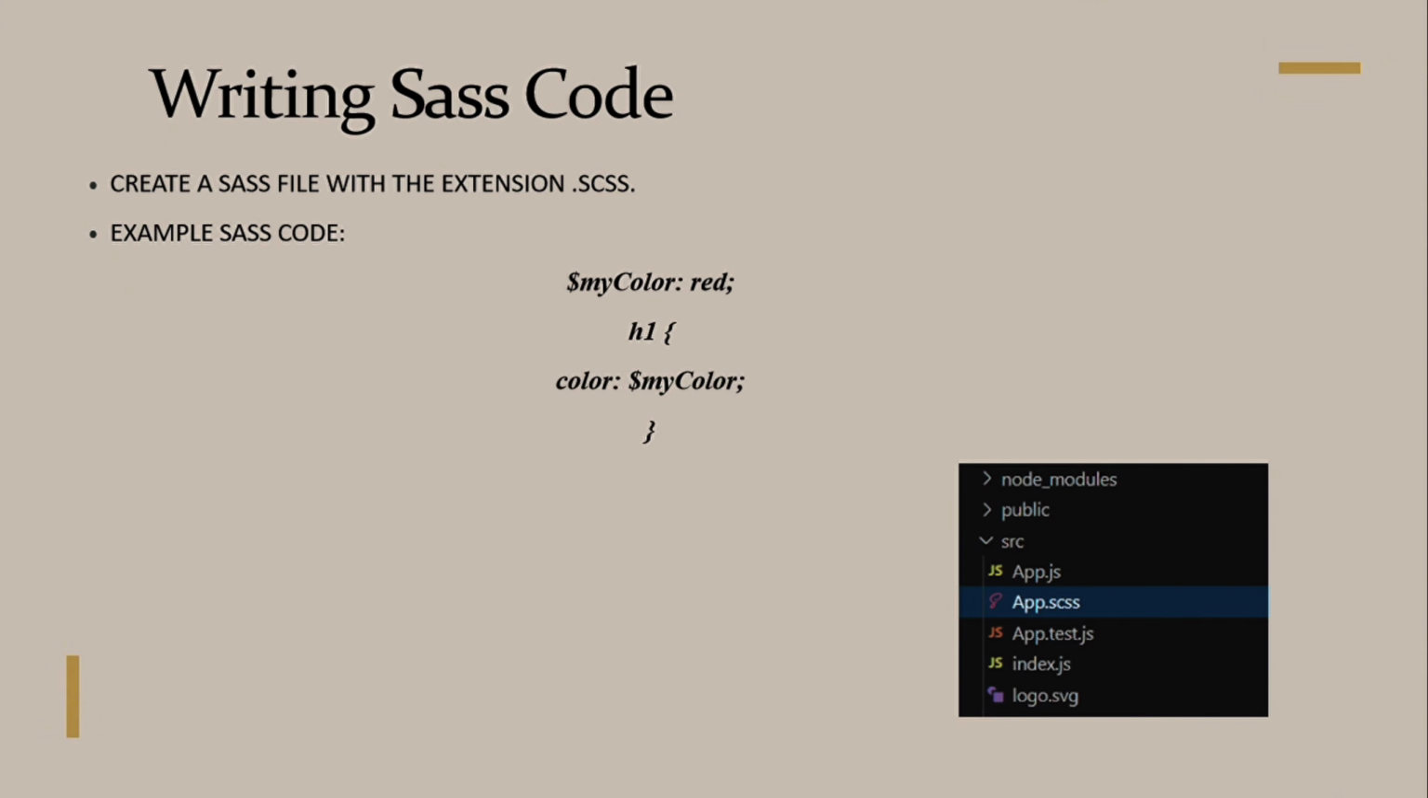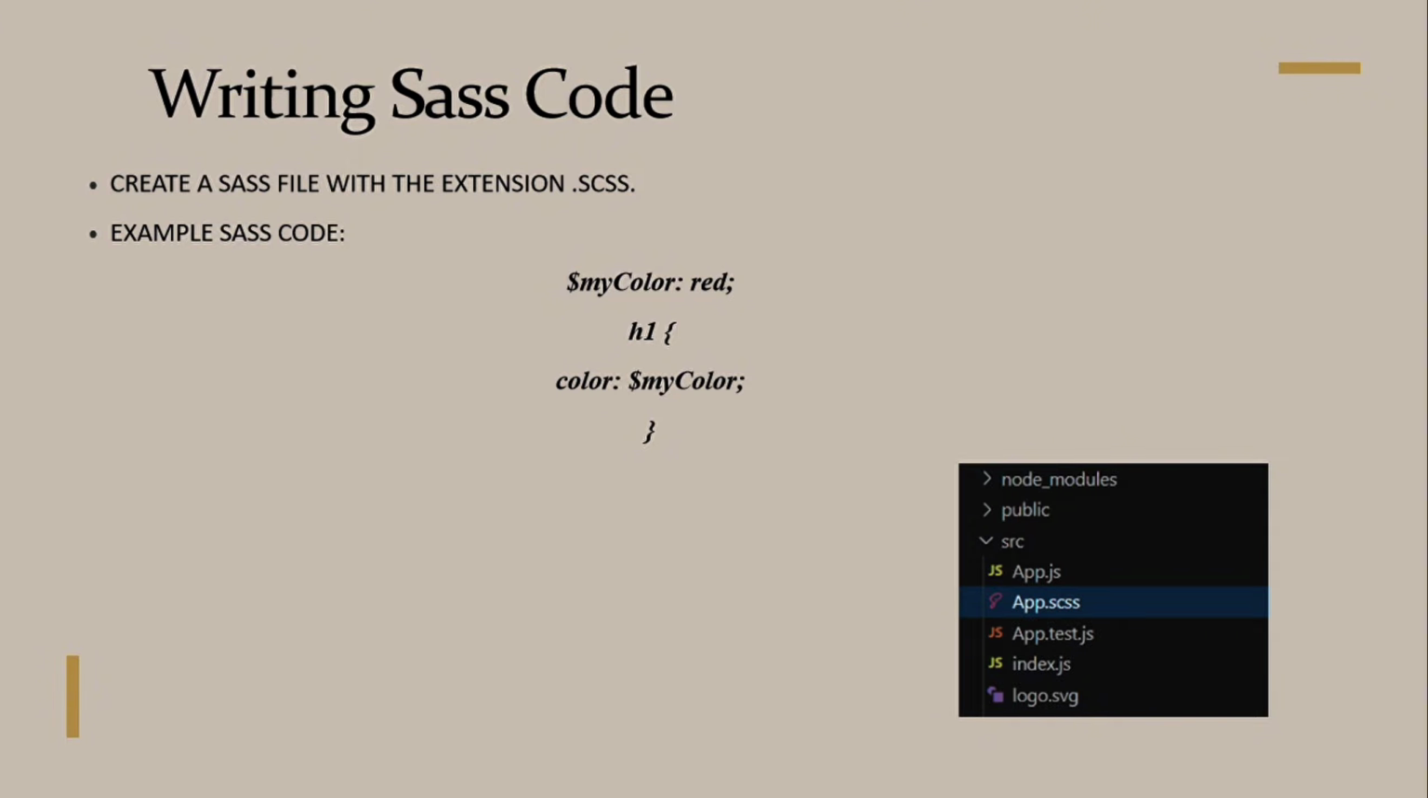Next, we talk about writing Sass code. Once Sass is installed, we can start writing Sass files. These files have the extension .scss. Here's an example of Sass code. We create a variable called myColor to store a color value. Here it is red, and we use that variable to style an h1 tag.